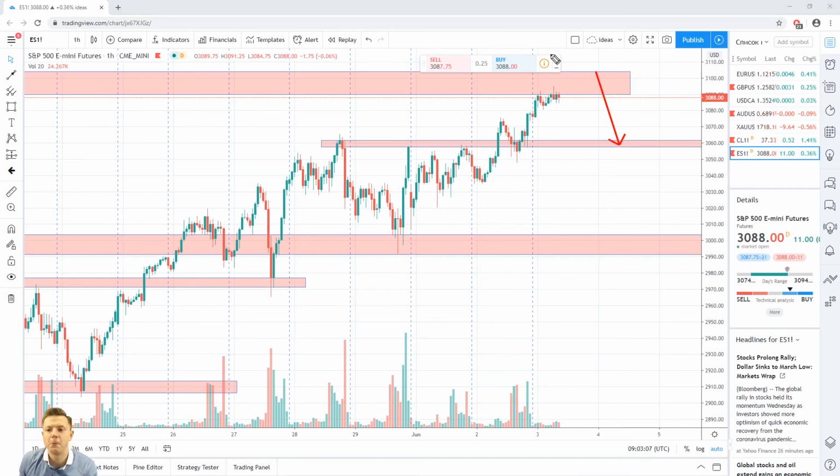It would be better if we wait. When the market is open, I will wait for some sort of reversal model. It will be a nice opportunity to take a short trade. In this case, my first target will be around 3060 in S&P 500.